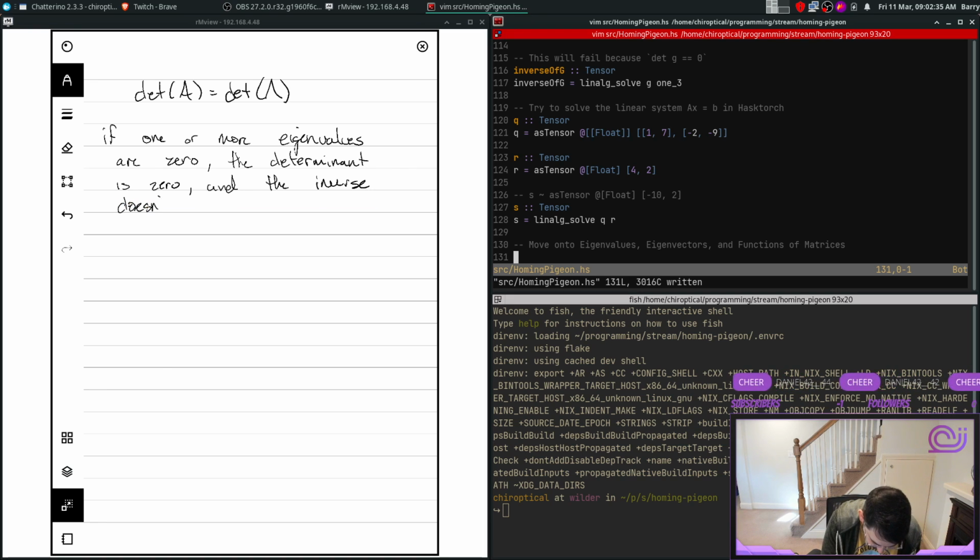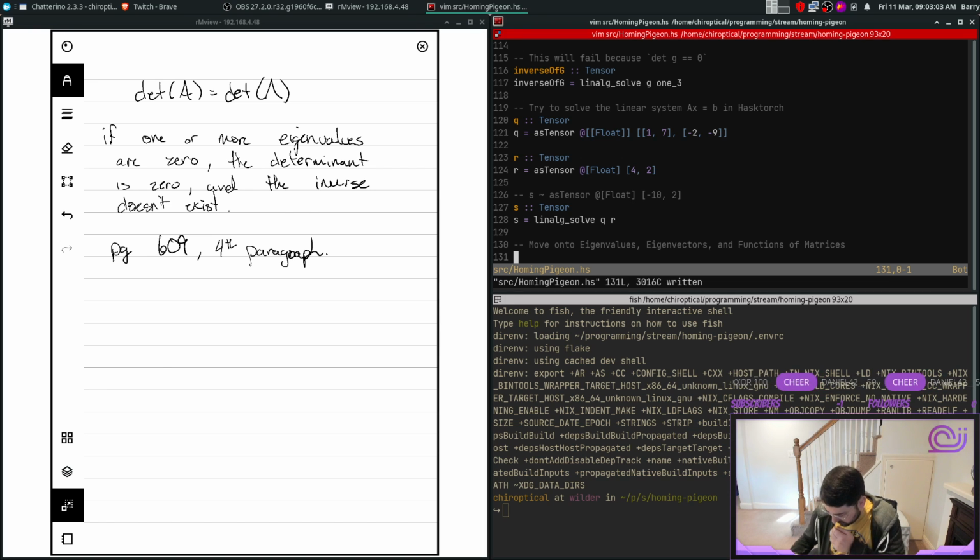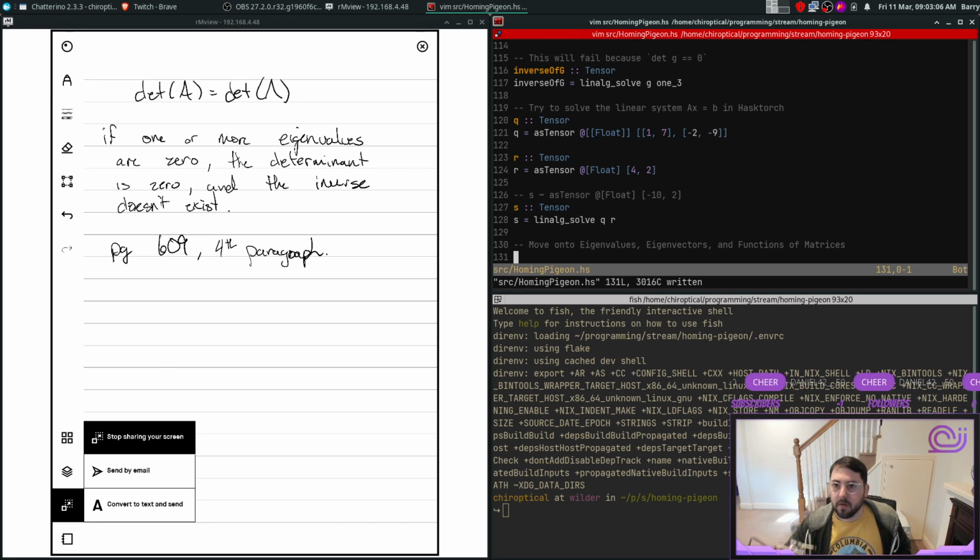Okay, so we're on page 609, the fourth paragraph, basically. Let's quickly do one of the eigenvalues in here and see what it returns, because I'm genuinely curious.